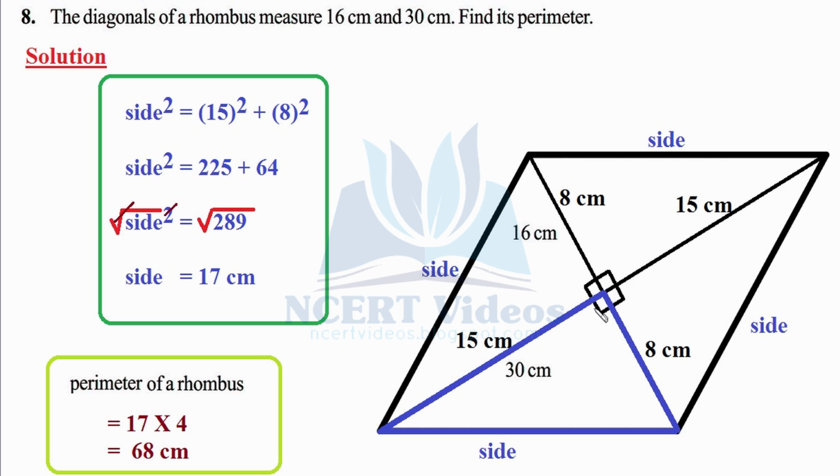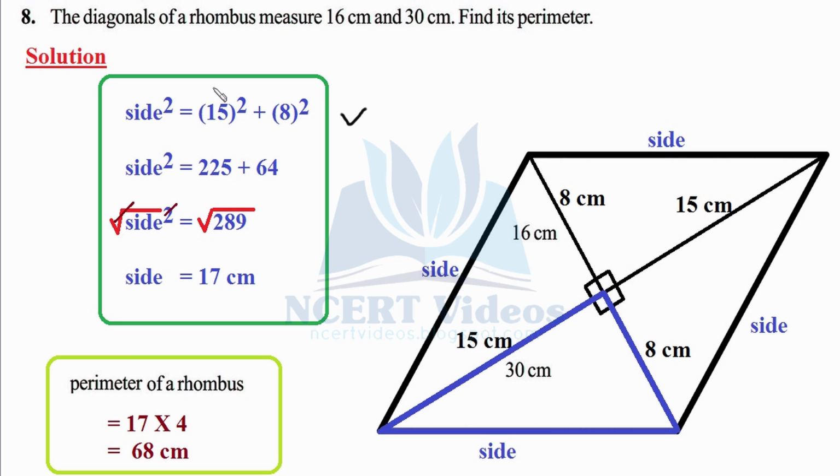So this is 8 and this is 15. You can consider any of the 4 triangles that are formed, these ones. But we have considered this. So we have to find the side. So here the side is what? Hypotenuse, or the longest side, because it is opposite to this 90 degrees. So these are legs. Therefore side square will be equal to 15 square plus 8 square. Same as been written here. Side square as it is.